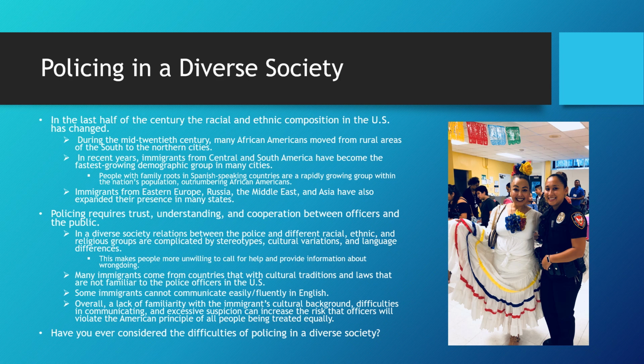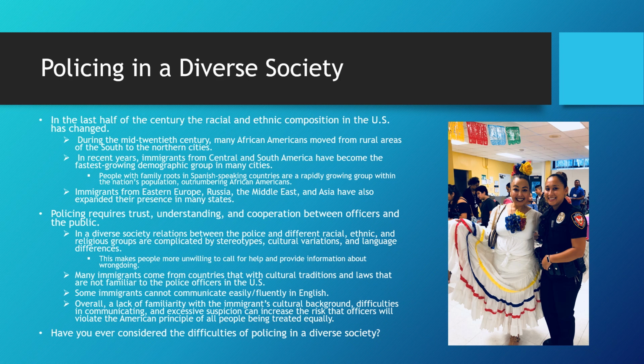Essentially, policing requires trust, understanding, and cooperation between officers and the public. In a diverse society, relations between the police and different racial, ethnic, and religious groups are complicated by stereotypes, cultural variations, and language differences. This makes people more unwilling to call for help and provide information about wrongdoing because there seems to be a disconnect between police and a diverse public. Many immigrants come from countries that have different cultural traditions and laws and are not familiar with American police.